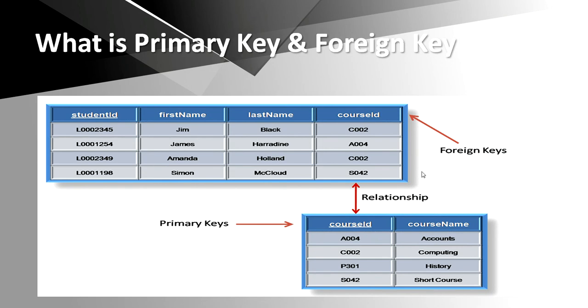So we will discuss more, because there are two more things attached to this, which are on cascade update and on cascade delete. So that we will cover in our next session. I hope you understand what is a primary key and what is a foreign key, and what are its advantages.